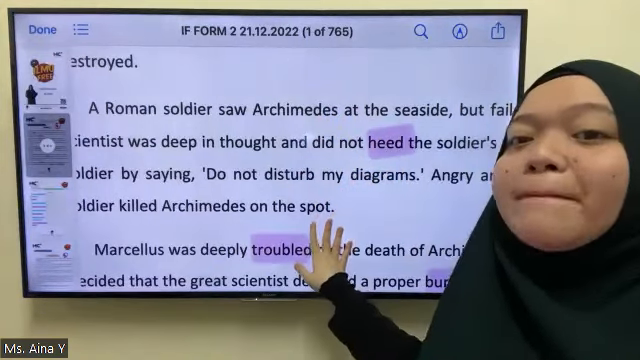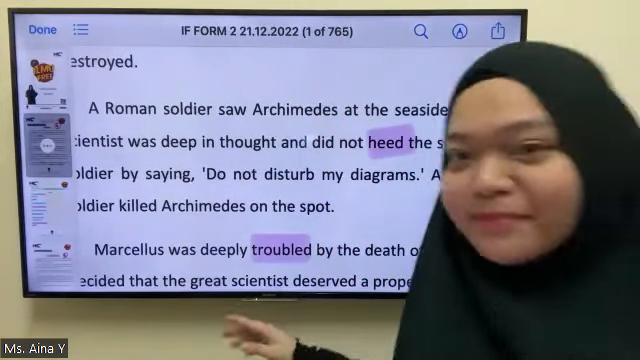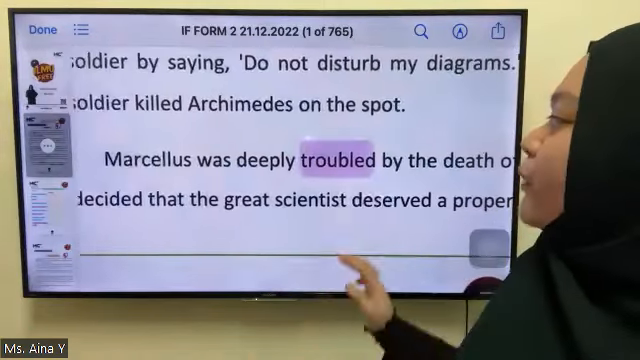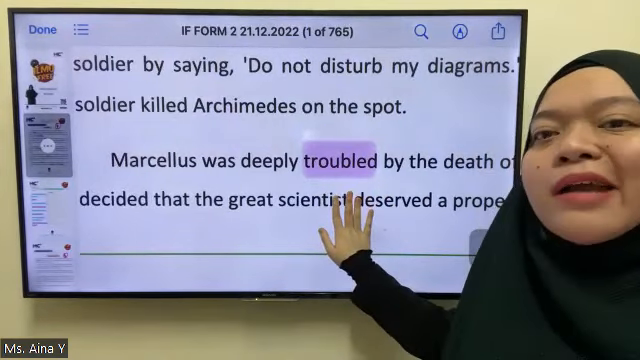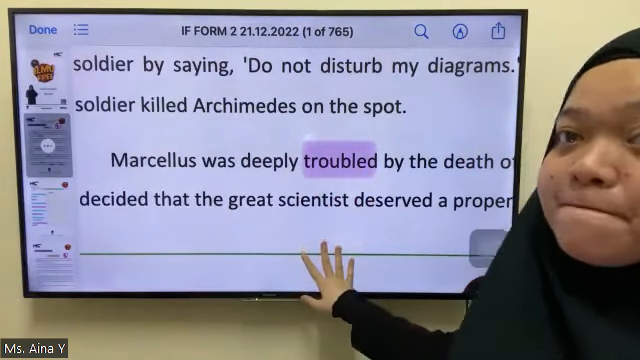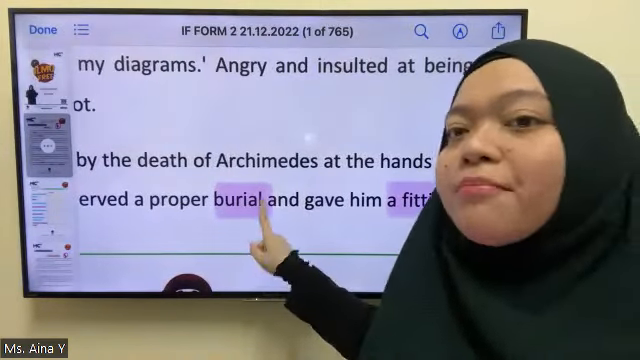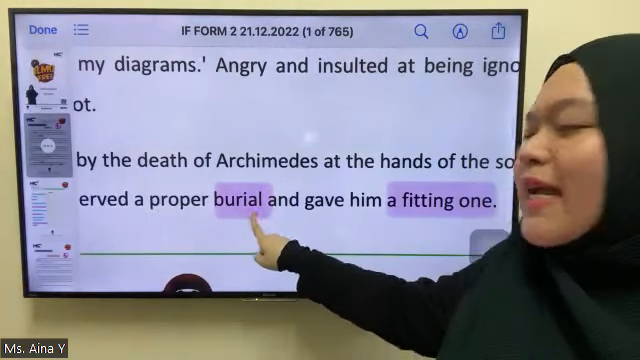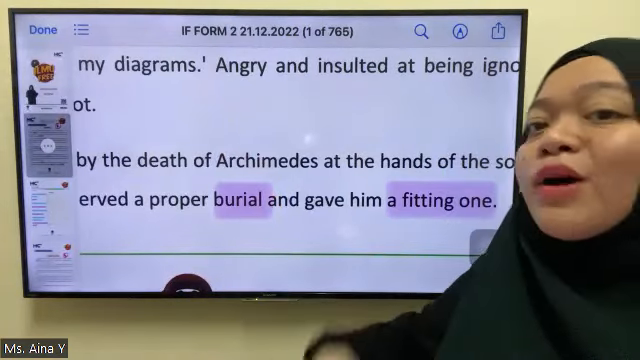Okay, seaside tu apa? Pinggiran pantai. Lebih kurang macam itulah. Tepi laut lah senang cakap. Okay, next. Last paragraph. We have the word troubled. Just in case ada yang tidak tahu, this word bermaksud rasa terganggu. Okay, deeply troubled maksudnya sangat rasa terganggu lah. Okay. And then, the second last word. We have the word burial. Burial. Bermaksud pengebumian. Okay, pengebumian. It comes from the word bury. B-U-R-Y. Bury bermaksud tanam. So, burial, pengebumian.